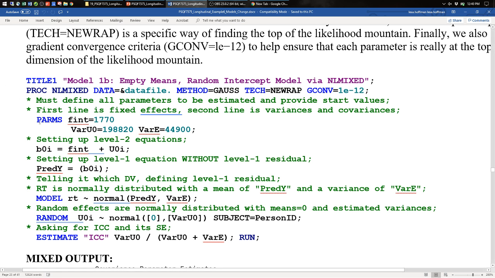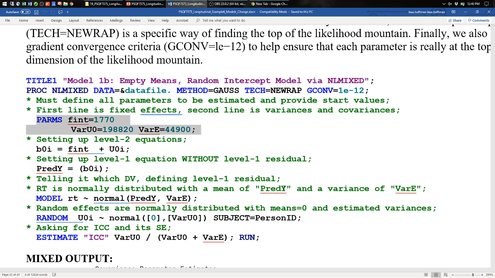So the first thing that you have to do is what's given by this parm statement here. So again, SAS commands are in blue. Things that you would change that are specific to this data set or these variables are in black. And constants that you enter are in this sort of aqua color. So what I am doing here is naming and providing start values for the 3 parameters that I'm going to estimate in my empty means random intercept model.